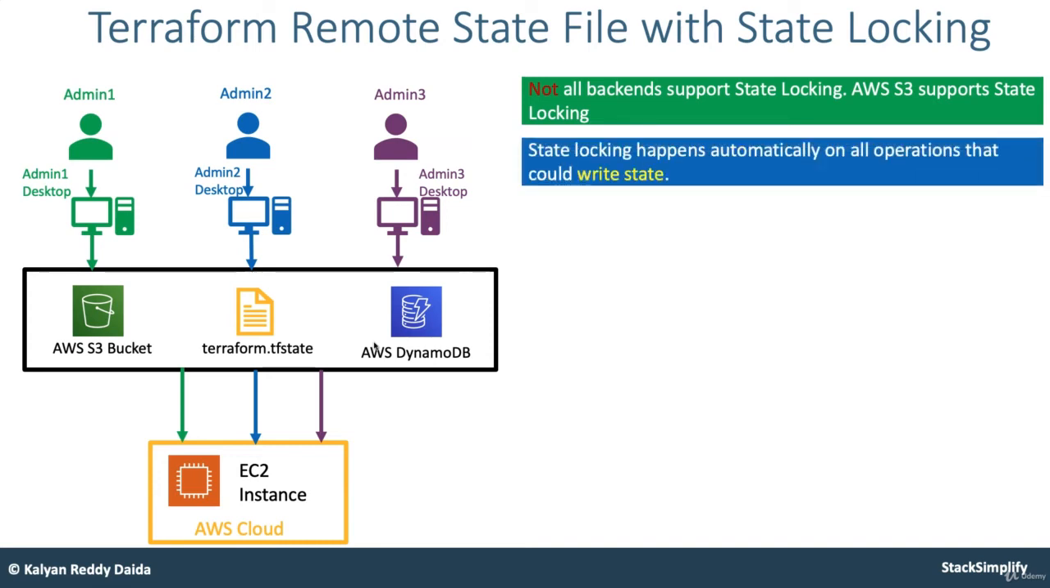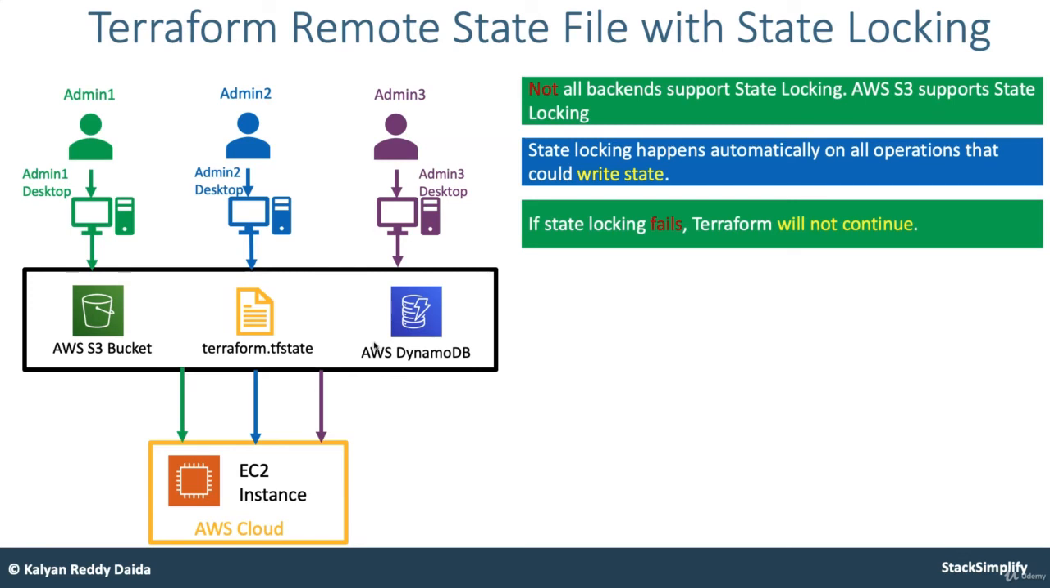Next, state locking happens automatically on all operations that could write state. Those operations are nothing but the Terraform commands: Terraform plan, Terraform apply, or Terraform destroy. On a very high level, let's consider you are running Terraform apply. The apply operation will write the state with whatever changes happen, and the Terraform destroy operation also will write the state. Whatever things are destroyed will be updated in the terraform.tf state file. So in these two operations, obviously state locking will be enabled.